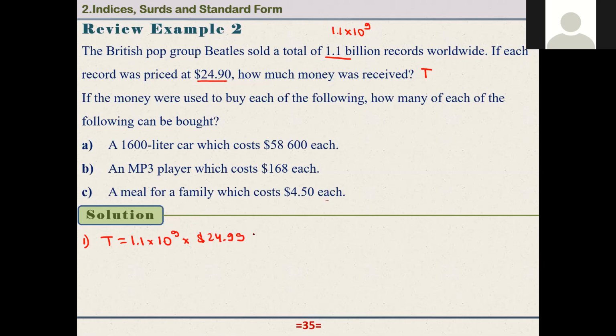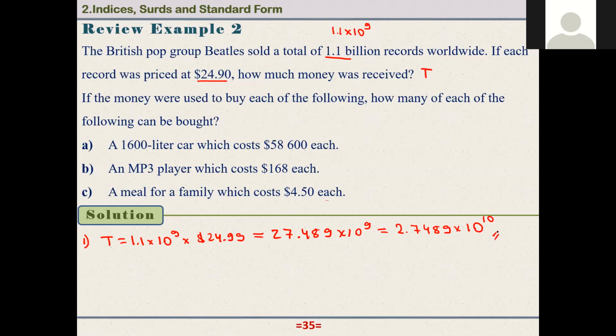24.99, right? So that is equal to, again, we have to write this in standard form, that is 1.1 times 24.99, that's equal to 27.489 times 10 to the power 9. But now it's not in standard form, so immediately we can write this in standard form because this number should be less than 10 and greater than or equal to 1. So if I just shift this decimal point 1 to the left, here we have 2.7489 times 10 to the power 10.